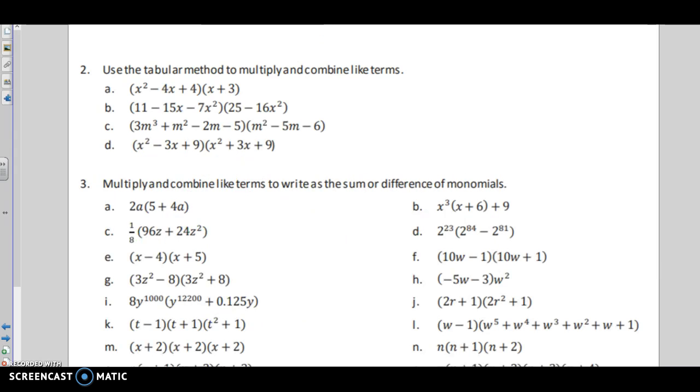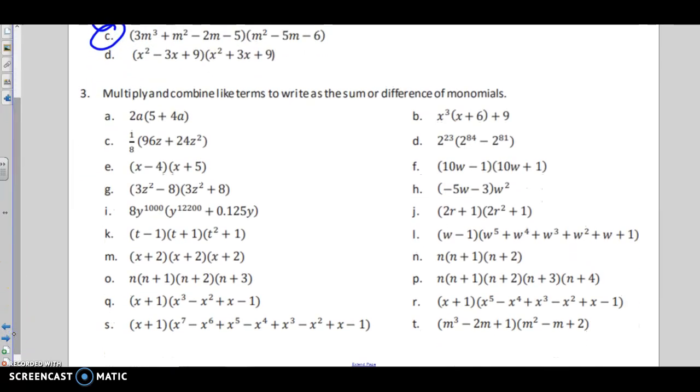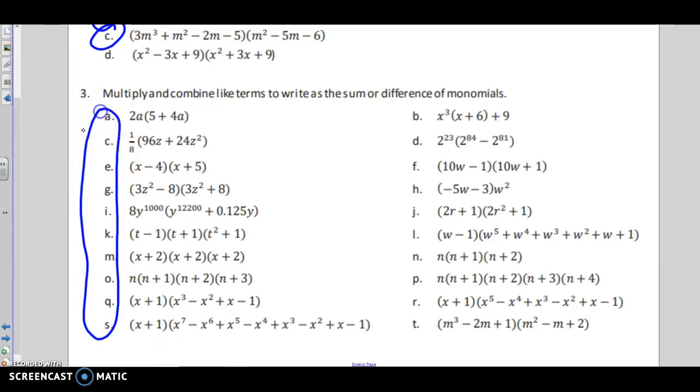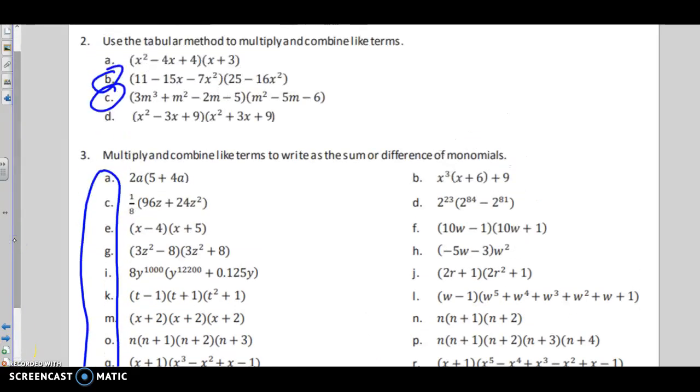So what we did for the problem set on lesson 2 was using the tabular method 2B and 2C. And then number 3, whatever method you wanted to use for the left column. So tabular or distributive, whatever method you want to use for number 3. And those were the homework problems for that one. And that's the end of lesson 2.